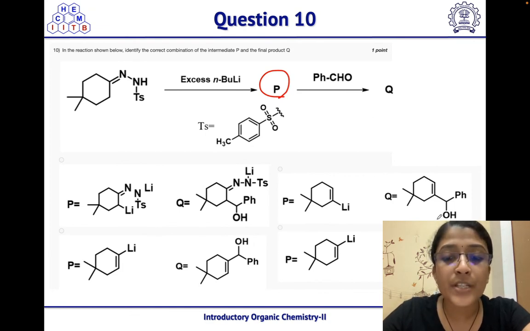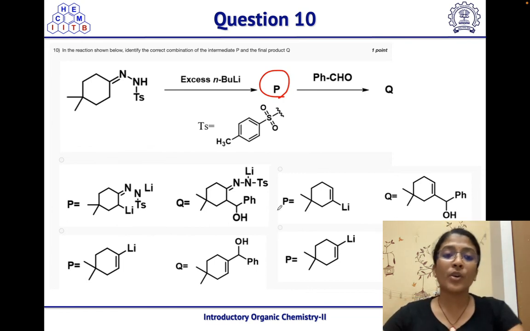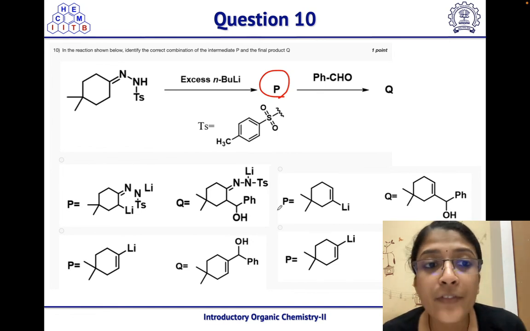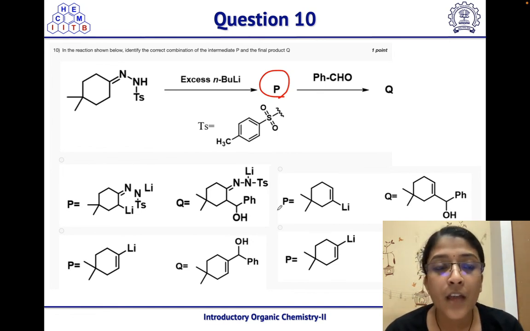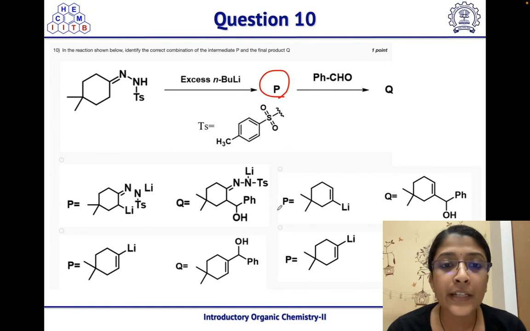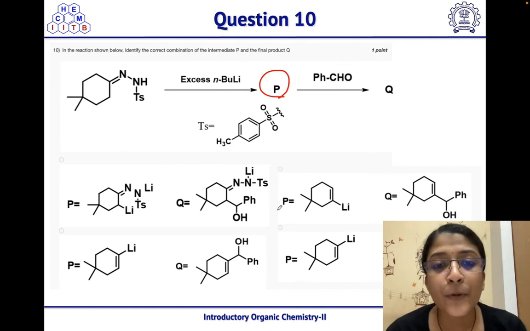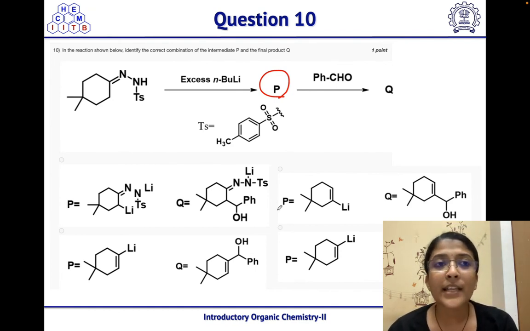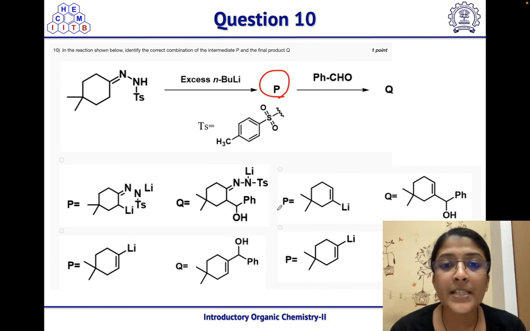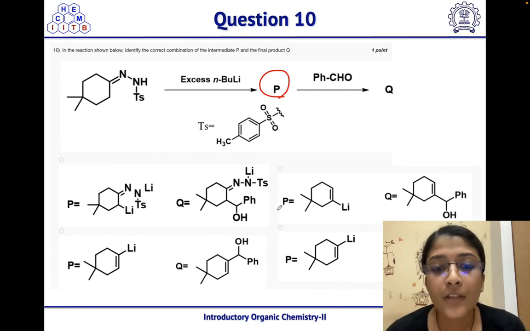So these are the options, different options they have given for P and Q. So anyone have any idea which name reaction this is? Hydrazone is treated with butyl lithium, excess butyl lithium. So what is the reaction that is taking place here? It is a famous name reaction. Any idea?